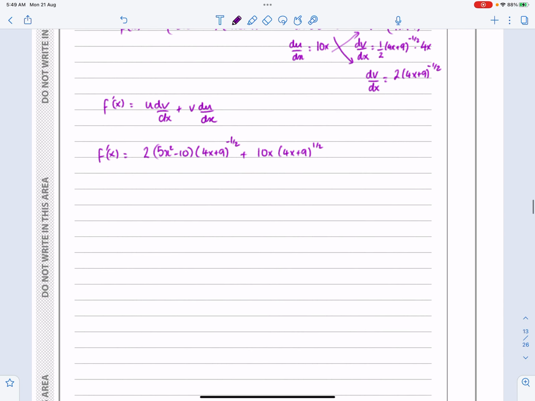So this is just going to use some algebra skills now. The first thing is to focus on this bit and turn it into a fraction here. So we're actually going to write that as being equals 2 times 5x squared minus 10 over 4x plus 9 to the half. Leave the other one the same.